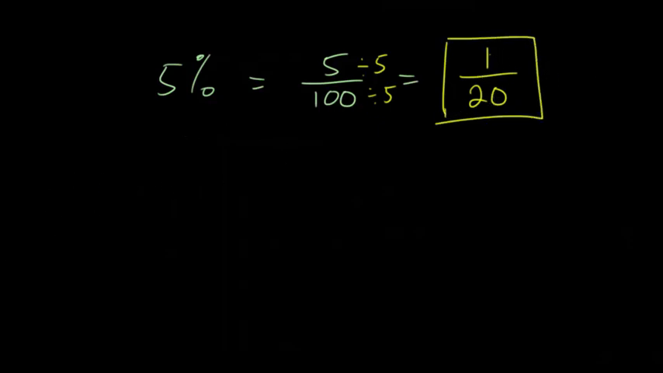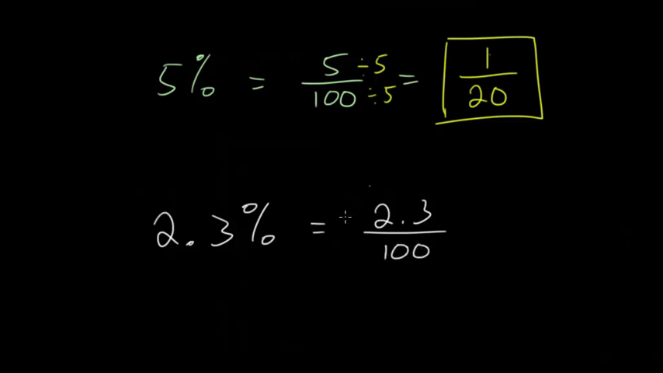Now we can also look at, let's say, 2.3%. So this might be a little bit harder since we'll write this as 2.3 divided by 100. But we still have a decimal. So if you still have a decimal after rewriting this as a fraction, what you can do is just multiply by different powers of 10 to get rid of the decimal.